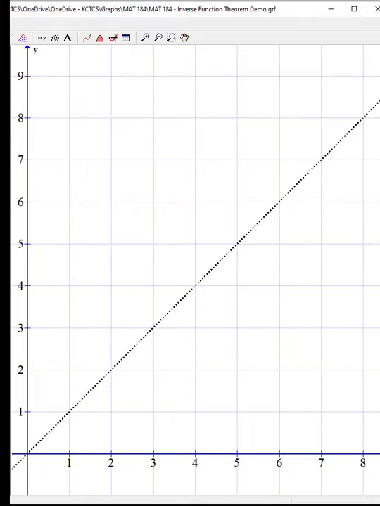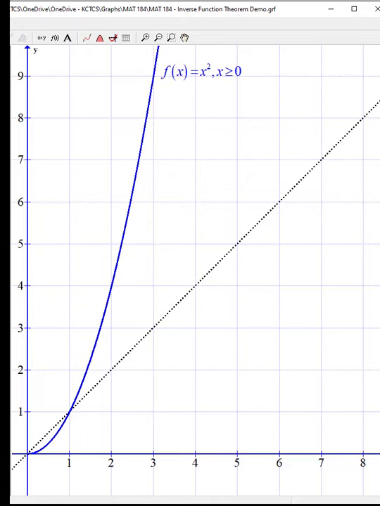So let's say we've got our line, y equals x. And of course, you know why I have that, because if I'm going to be talking about a function and its inverse, I know that the graphs of those two would be reflections across that line. So let's say this function is our f of x, and that's actually y equals x squared, where x is greater than or equal to 0. I'll just put that label there. Okay, what's the inverse function? Well, the inverse function will be square root of x.